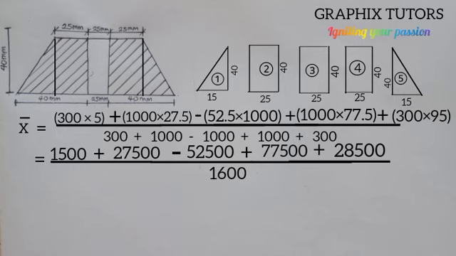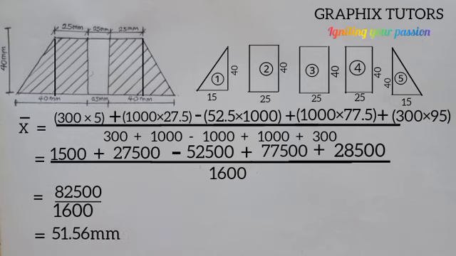So we will now say that my x bar will be equal to, if you add everything at the numerator there, 82,500 divided by 1600, and this will give us x bar to be equal to 51.56 millimeter. So this is the center of gravity along x-axis.